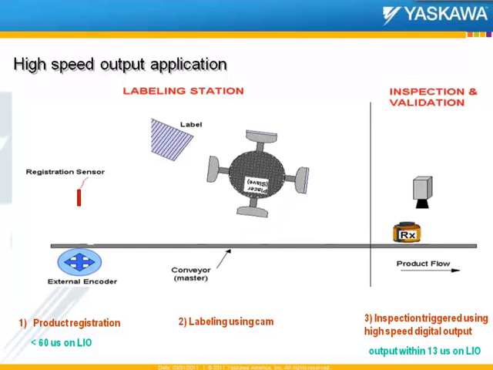We can trigger that camera based off a digital output on the iec controller if the position between this registration sensor and the camera is known. The external encoder position can be used to trigger the high-speed output to ask the camera to take a snapshot when the product reaches that position. So this is one example of the use of a high-speed output from the iec controller.